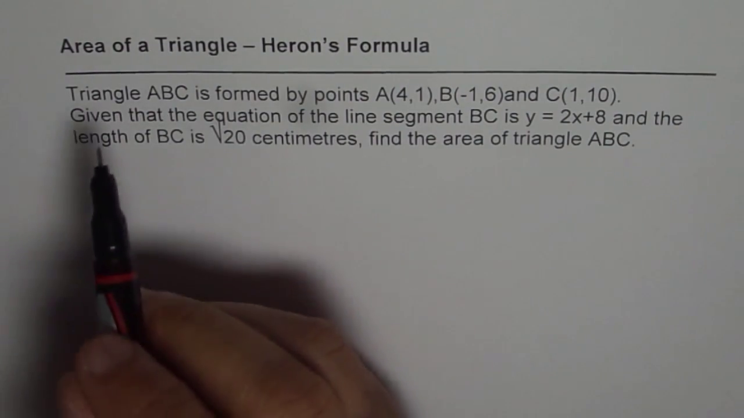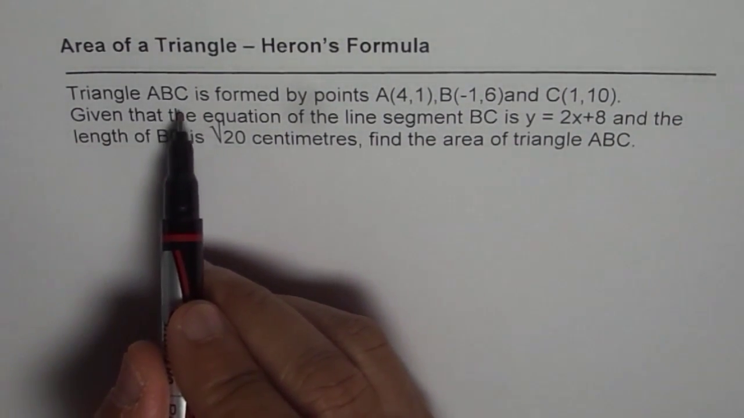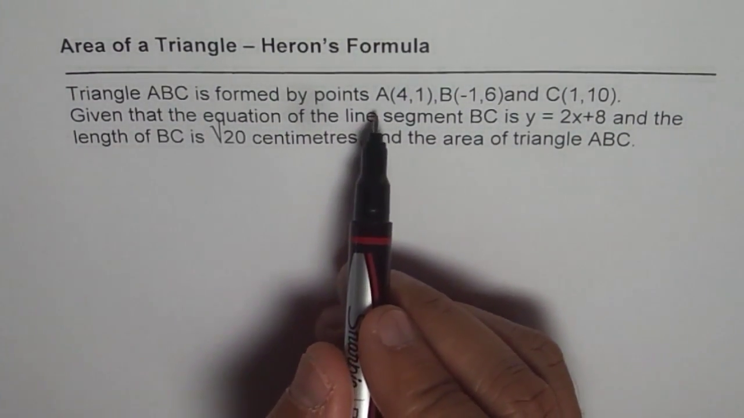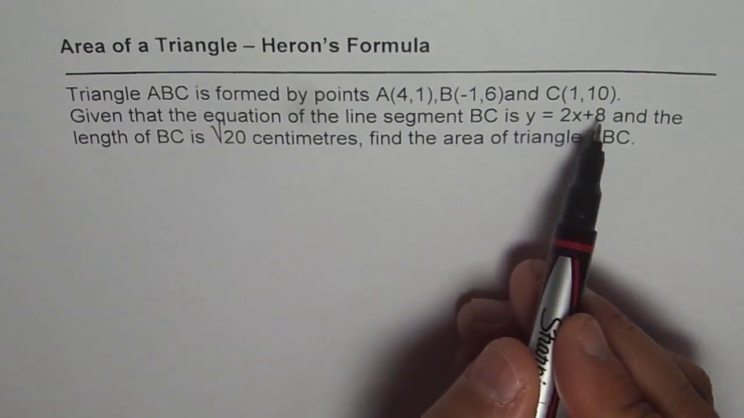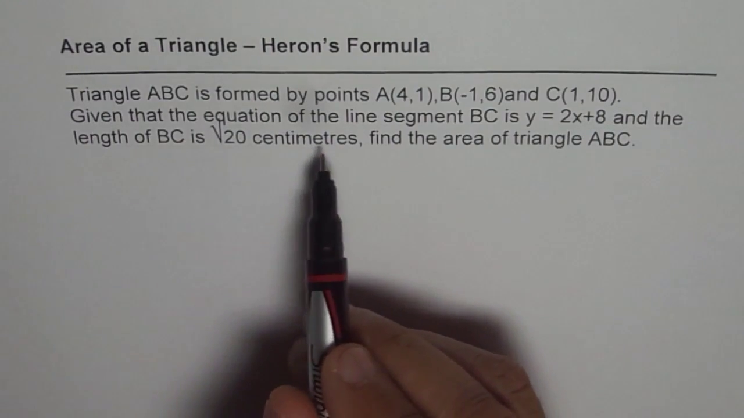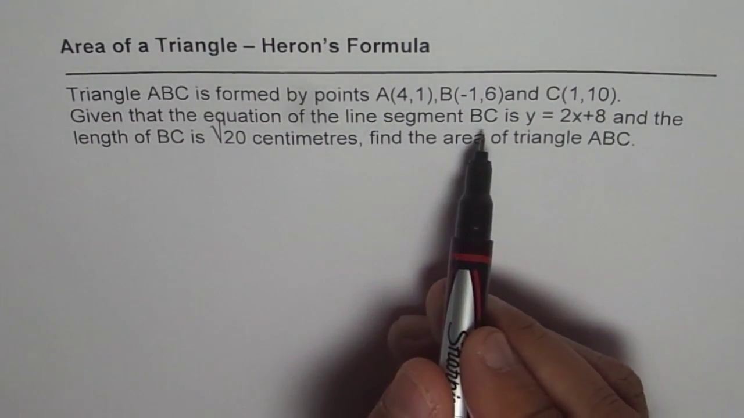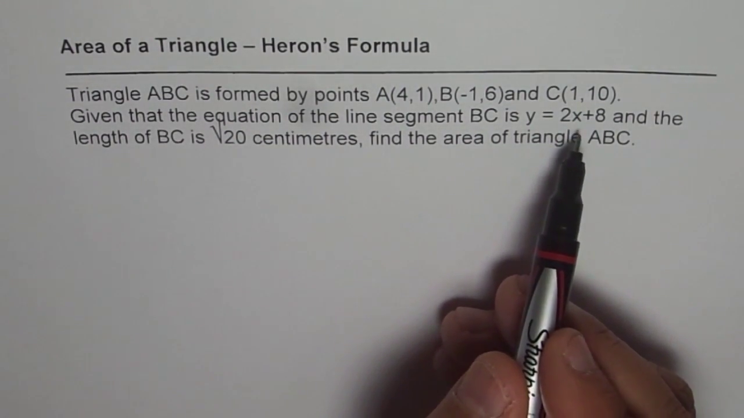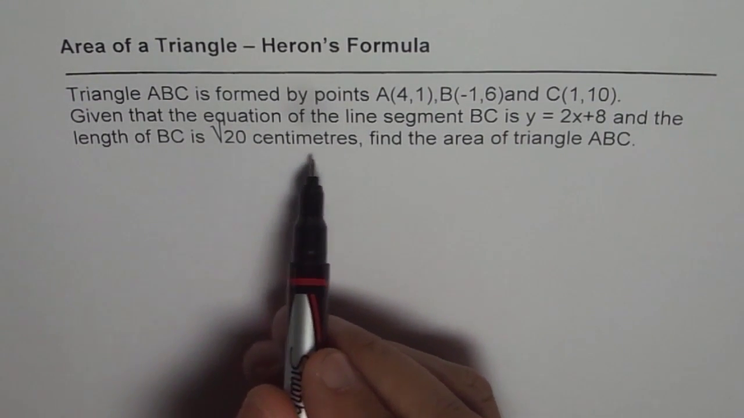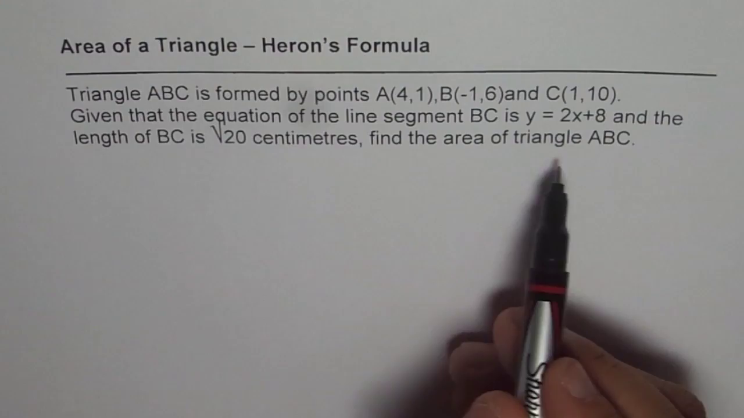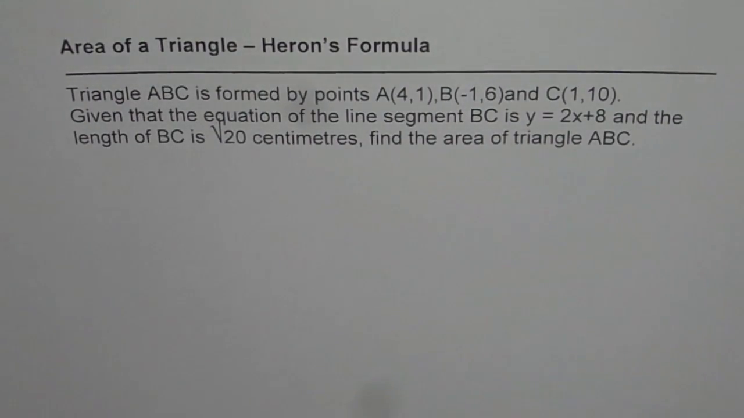The question here is, triangle ABC is formed by the points A (4, 1), B (-1, 6) and C (1, 10). Given that the equation of the line segment BC is y equals 2x plus 8 and the line segment BC is root 20 centimeters, find the area of the triangle ABC.